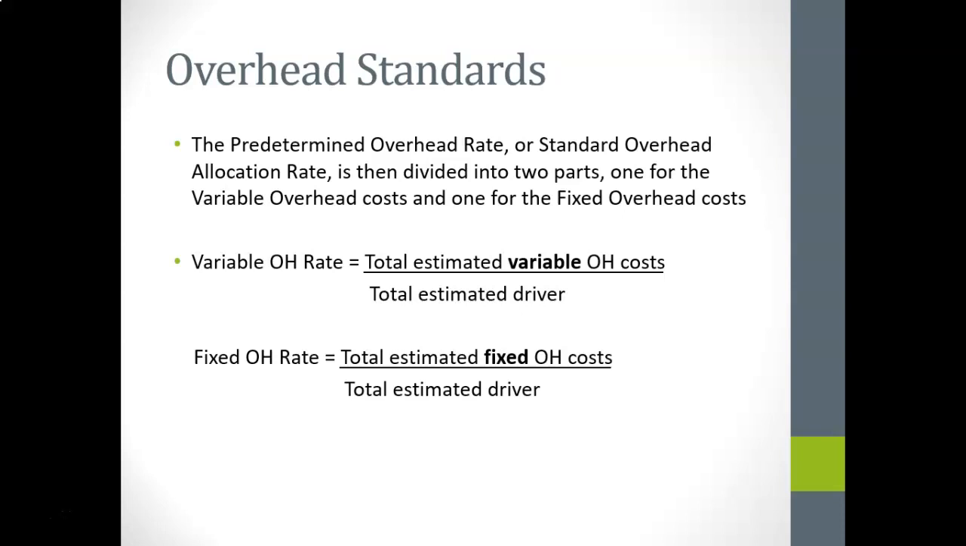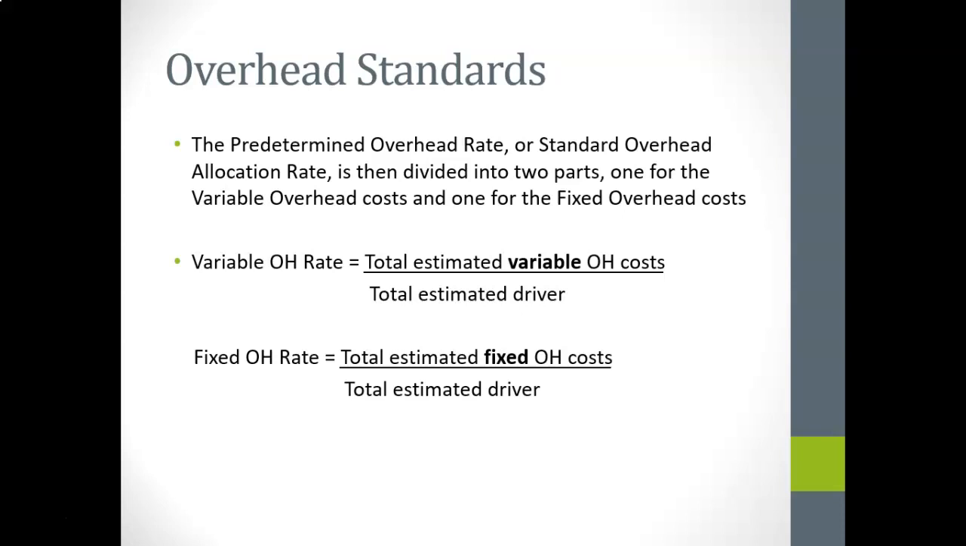Again, we normally don't do this maybe for putting costs on the job cost sheets, but definitely for variance analysis, we need to have this because we need to investigate the variances, and so we need to divide them out into variable and fixed. So for the variable, we're going to take the total estimated variable overhead costs, once we determine which ones those are, and divide them by the total estimated cost driver.